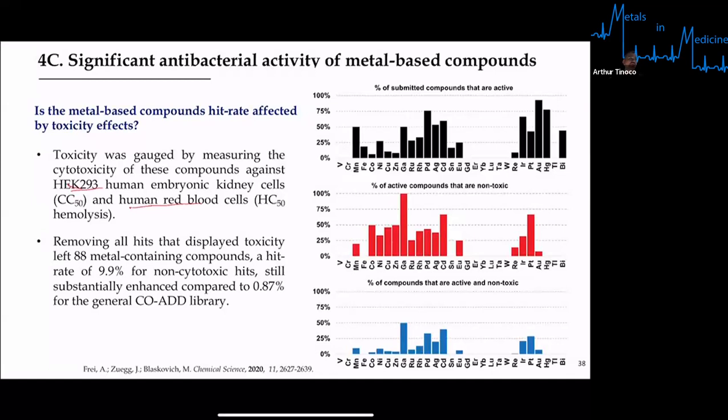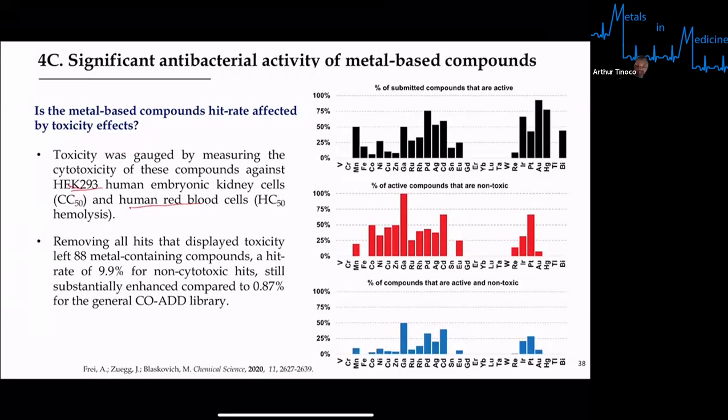What they were measuring with these numbers, CC50, which is basically like IC50, and then HC50, which is like IC50, but in this context they're looking at the ability of the compounds to lyse, to burst the cell. That's what's called hemolysis. And so they were measuring the concentration, the dose of the compounds, that's going to trigger that. So that's how they were able to assess toxicity.